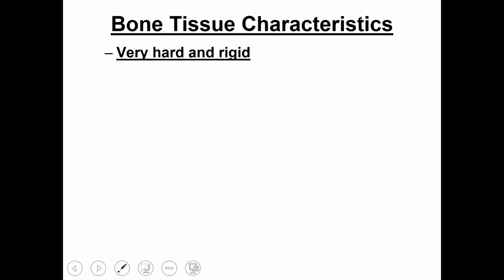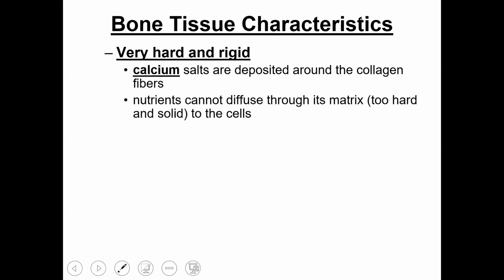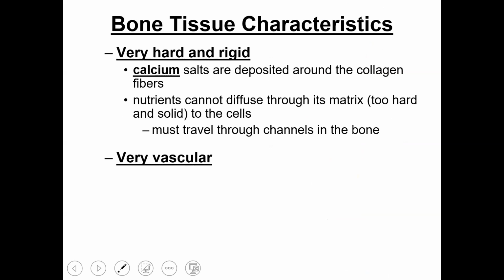So bone. Bone is very hard. You've seen bones. Very rigid. Because that extracellular matrix gets calcified. The nutrients can't diffuse through that calcification. So they have to travel there some way. So blood vessels grow into the bone. Where cartilage is very solid, bone is very porous. There's tons of little tiny holes in bone for blood vessels to go through. So it's very vascular. Luckily, that means that it also heals really well.